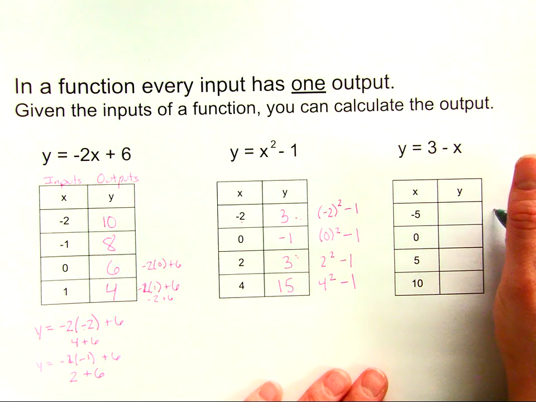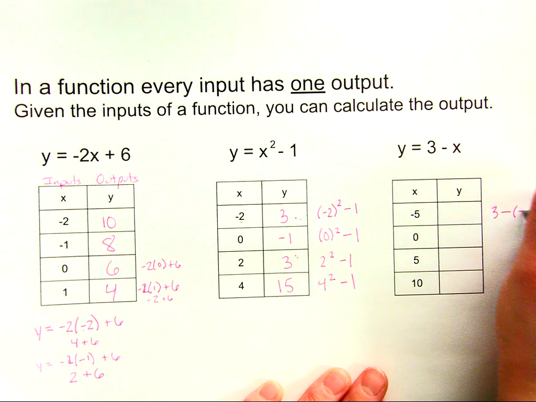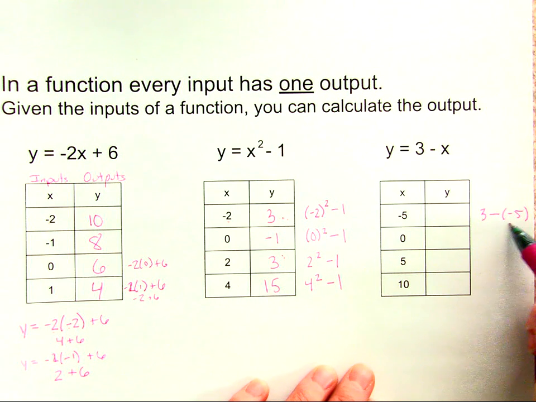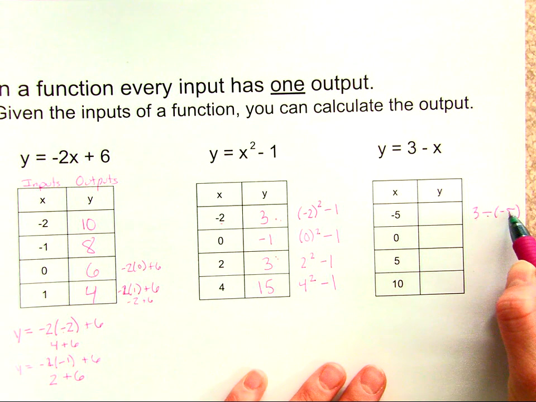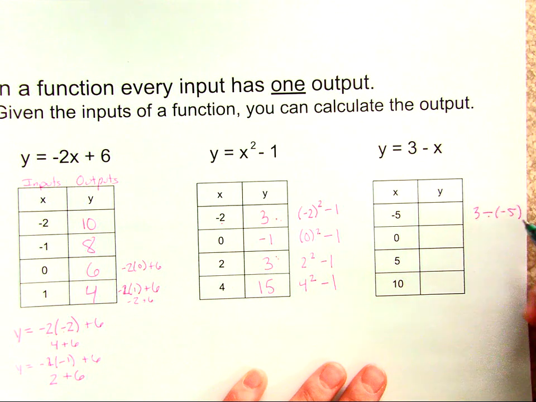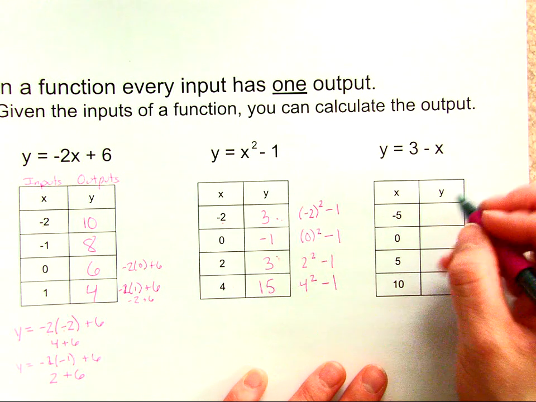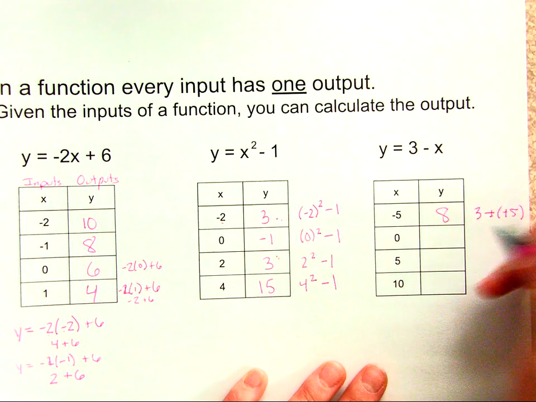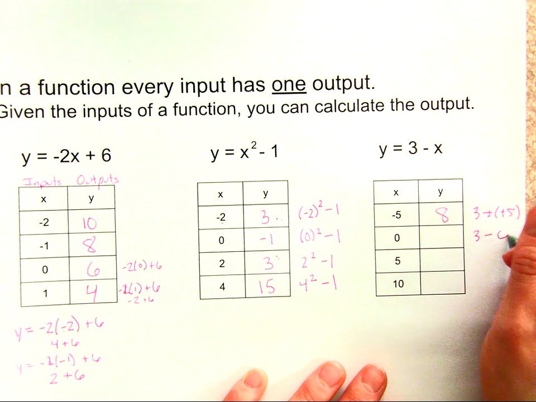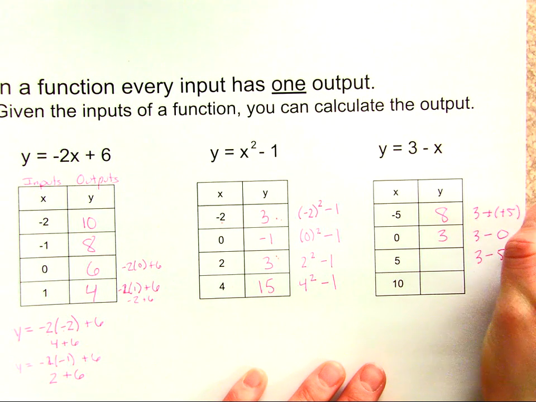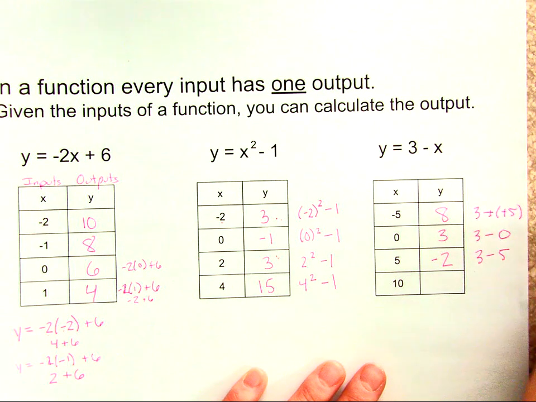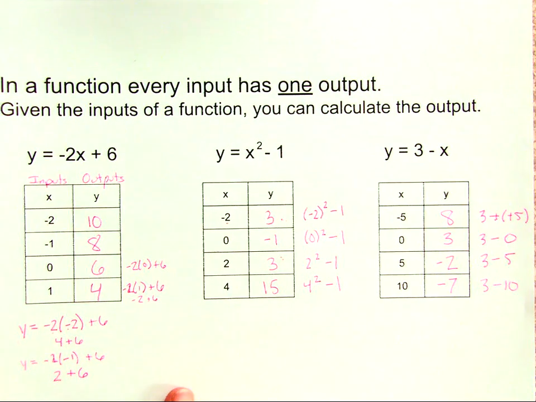So next table, we're doing 3 subtract x. So this can be tricky if you don't watch your negative signs. It's 3 subtract x, and x is a -5. So you can use your calculator here or keep change. That is 8. 3 subtract 0 is 3. 3 subtract 5 is -2. 3 subtract 10 is -7. Right?